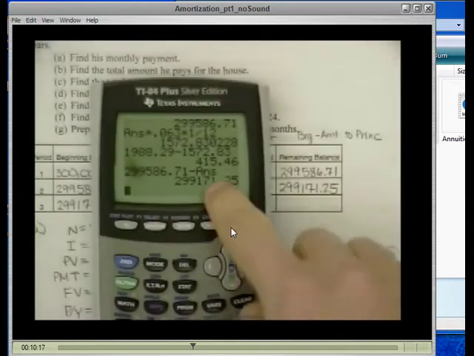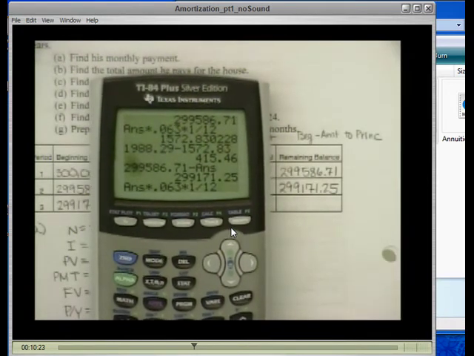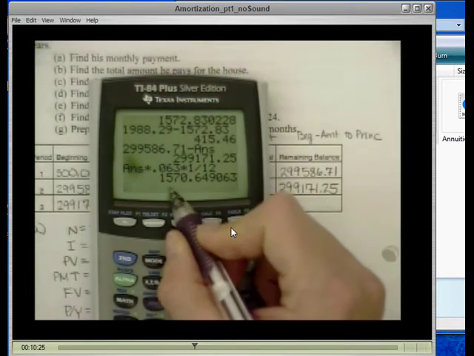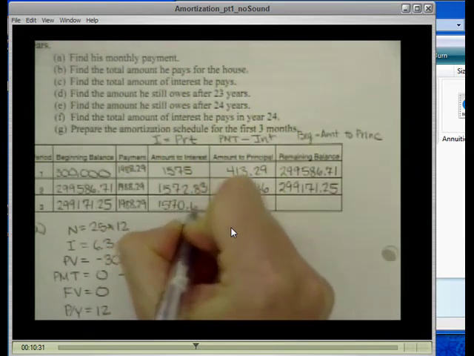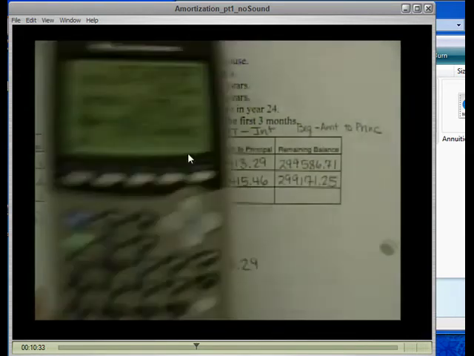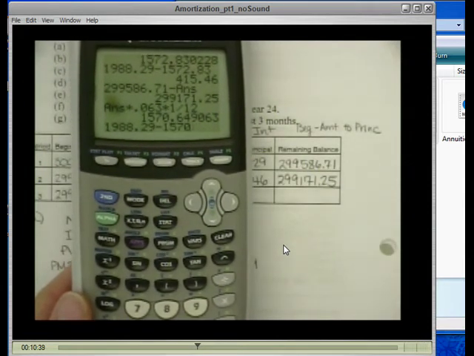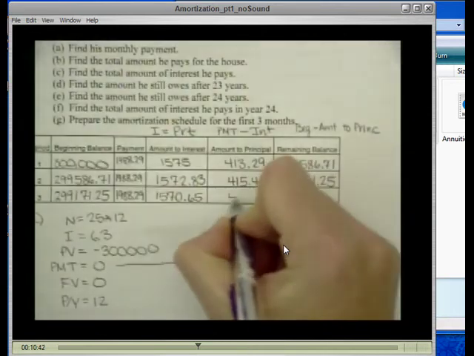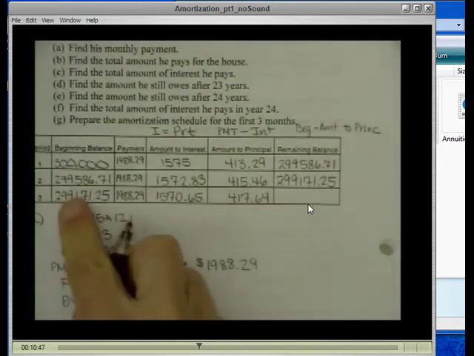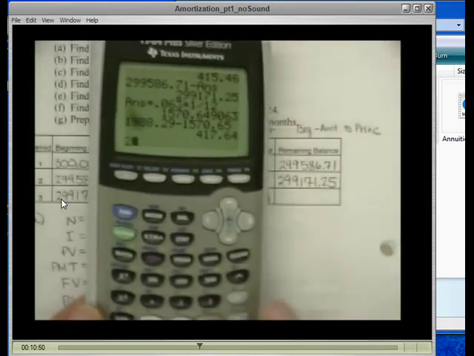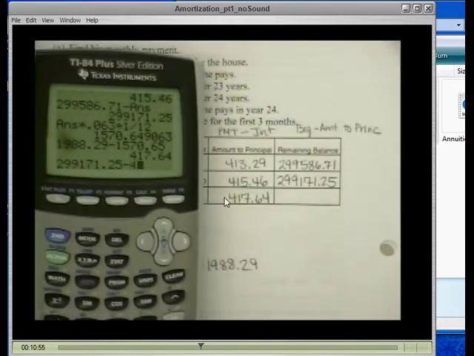And then we'll do the same thing to find the amount to interest. Multiply by the rate times 1/12 of a year, and round to the nearest cent. So 1570.65. So notice again, it's a little bit less than the previous periods. And then the amount to principal is the payment minus the amount to interest. And then the balance at the end of the third month is the balance at the beginning of the third month minus this amount to principal.